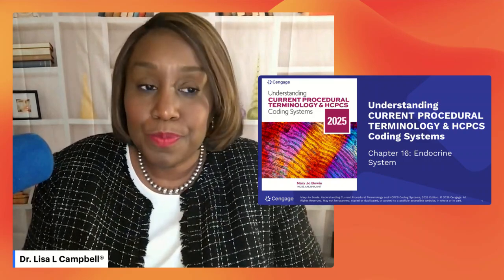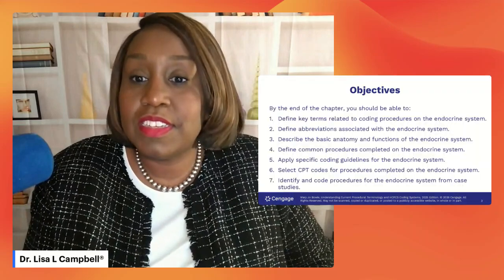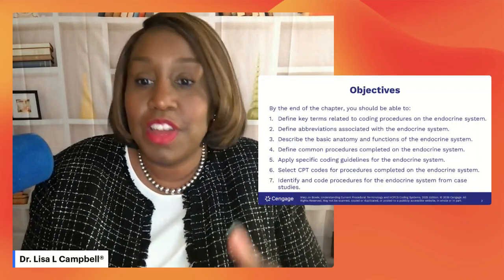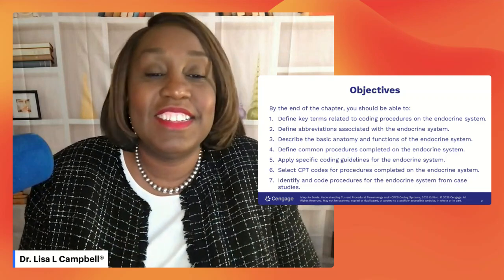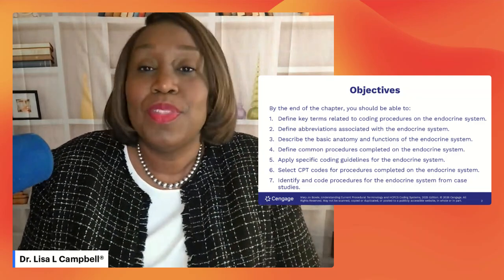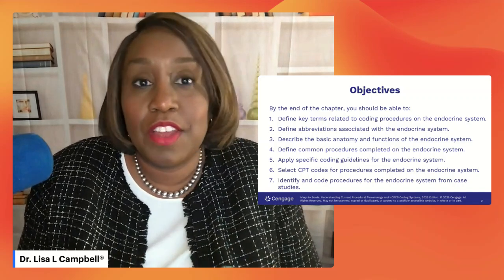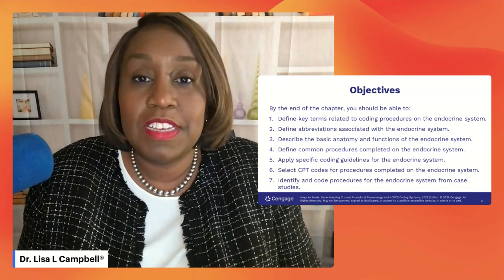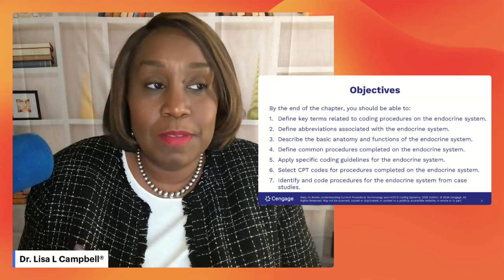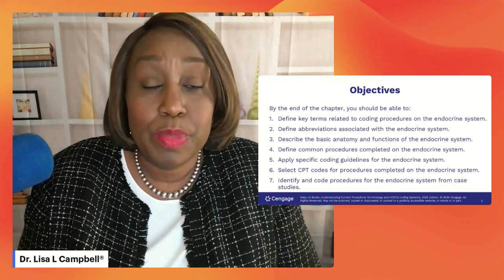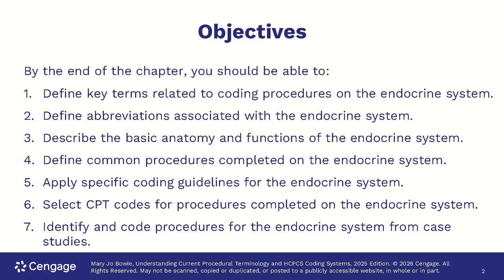This part two is a very short chapter on the endocrine system. We have to look at terms and abbreviations, because this is a system, and we will have some anatomy review. This book is a very basic CPT coding book, but I like the fact that it reviews anatomy because if you don't use it, you lose it. So I like that, right? And then we'll talk about some specific guidelines.